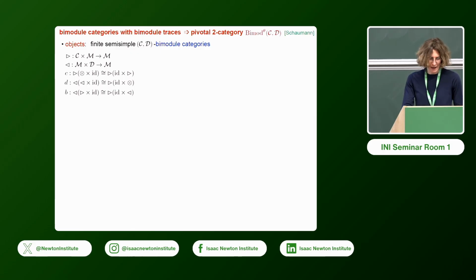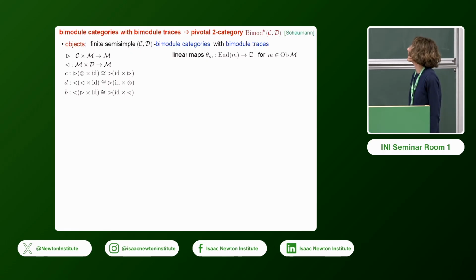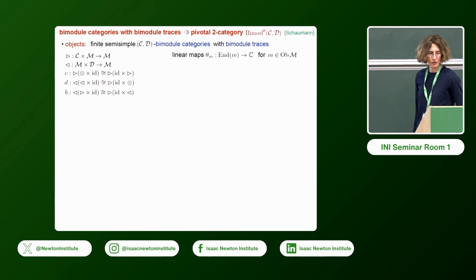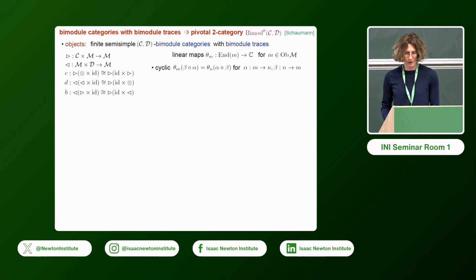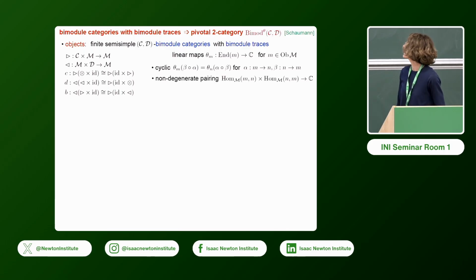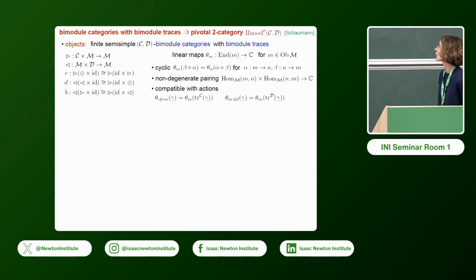Okay, so that's the bimodule category, and the bimodule trace is defined similarly to a trace in a pivotal fusion category. It's just a collection of linear maps from the endomorphism spaces of an object M to the complex numbers that is cyclic. So it has the usual cyclic symmetry of a trace. It defines a non-degenerate pairing between the morphism spaces. And it is also required to be compatible with the action of the spherical fusion categories, in the sense that it shouldn't matter if I take a partial trace and then the module trace, or if I just take the module trace for the acted-on object.